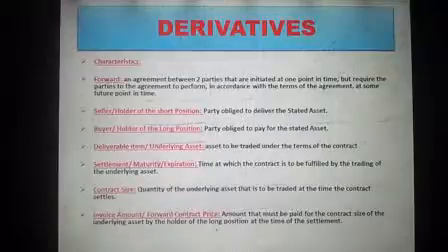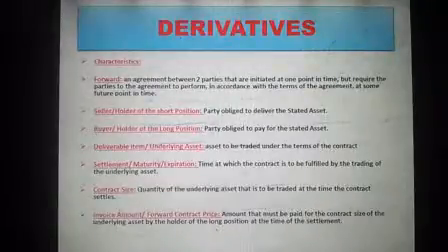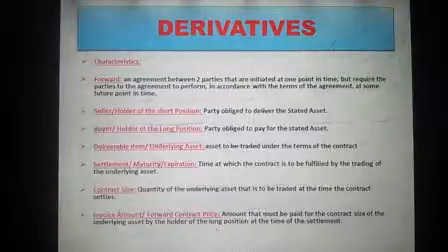That is the party obliged to deliver the stated asset. Then you have the buyer or holder of the long position, who is the party obliged to pay for the stated asset. You have the deliverable item or underlying asset. It's the asset to be traded under the terms of the contract.